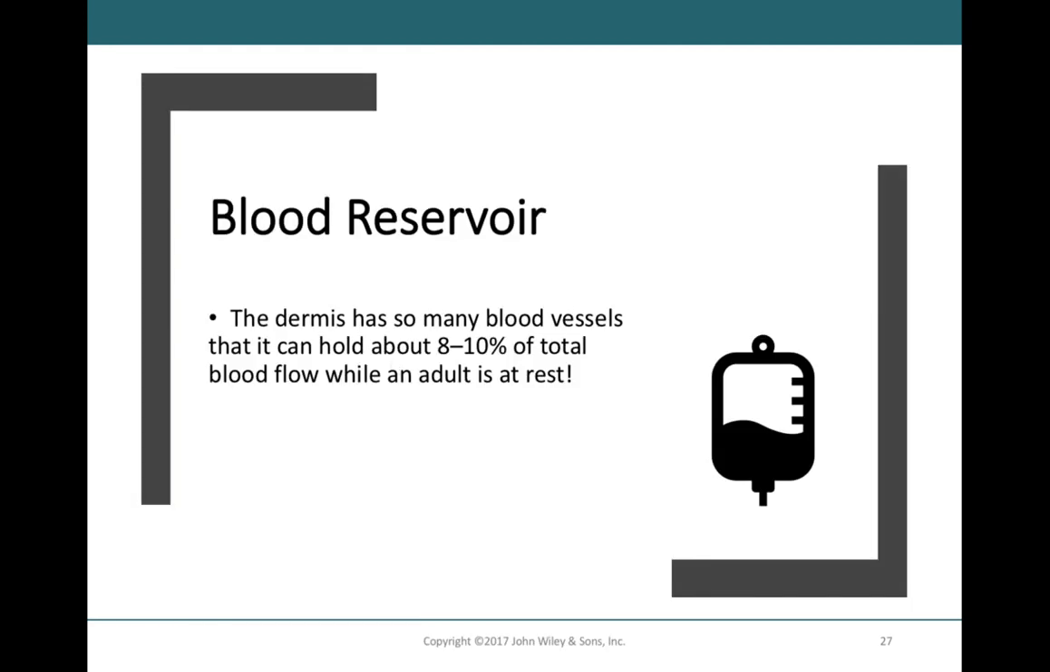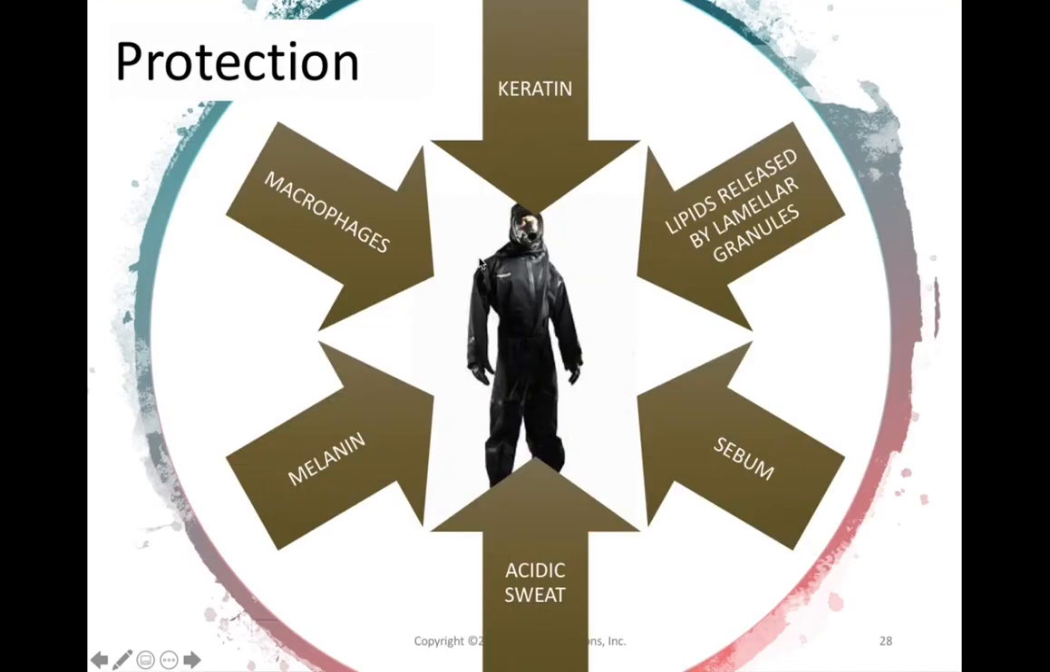The integumentary system also serves as a blood reservoir. So what this means is that our integumentary system can hold large amounts of blood. Since the dermis is so highly vascularized, it can hold about 8 to 10% of all of the adult's blood flow. So that's roughly a tenth of all the blood in the body that can be found in the dermis. So if some areas were needing more blood, we could actually call on the dermis to release some of this blood to go to those other areas. So a blood reservoir is also going to be a function of the integumentary system.